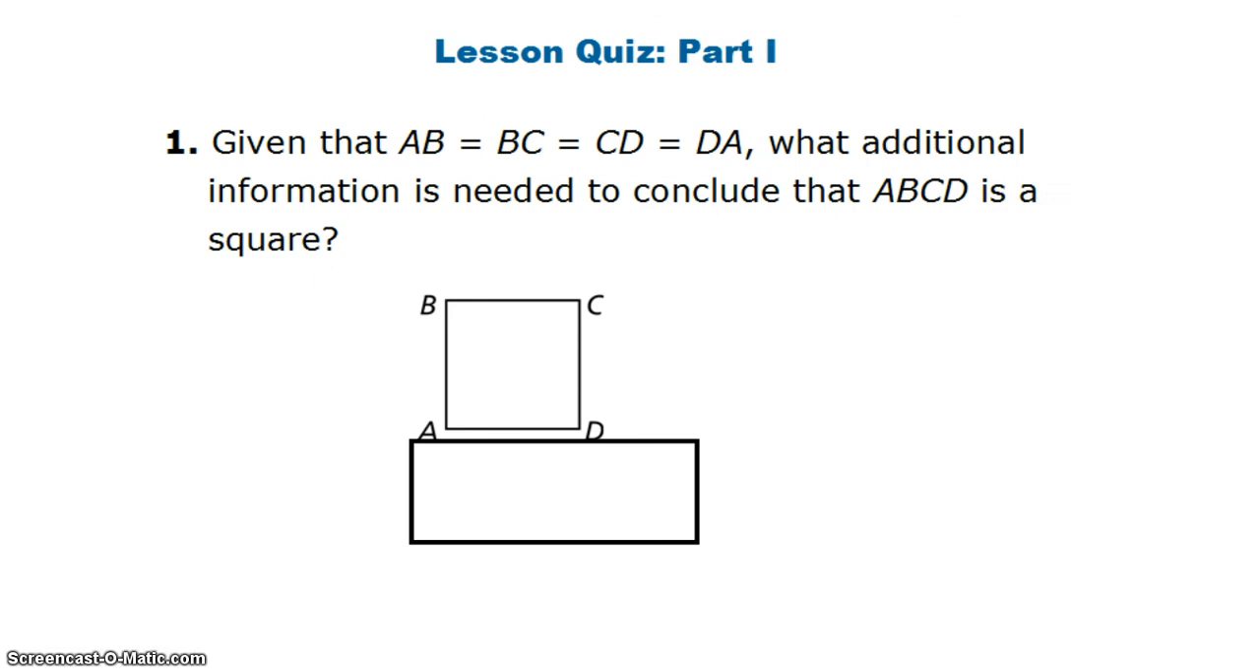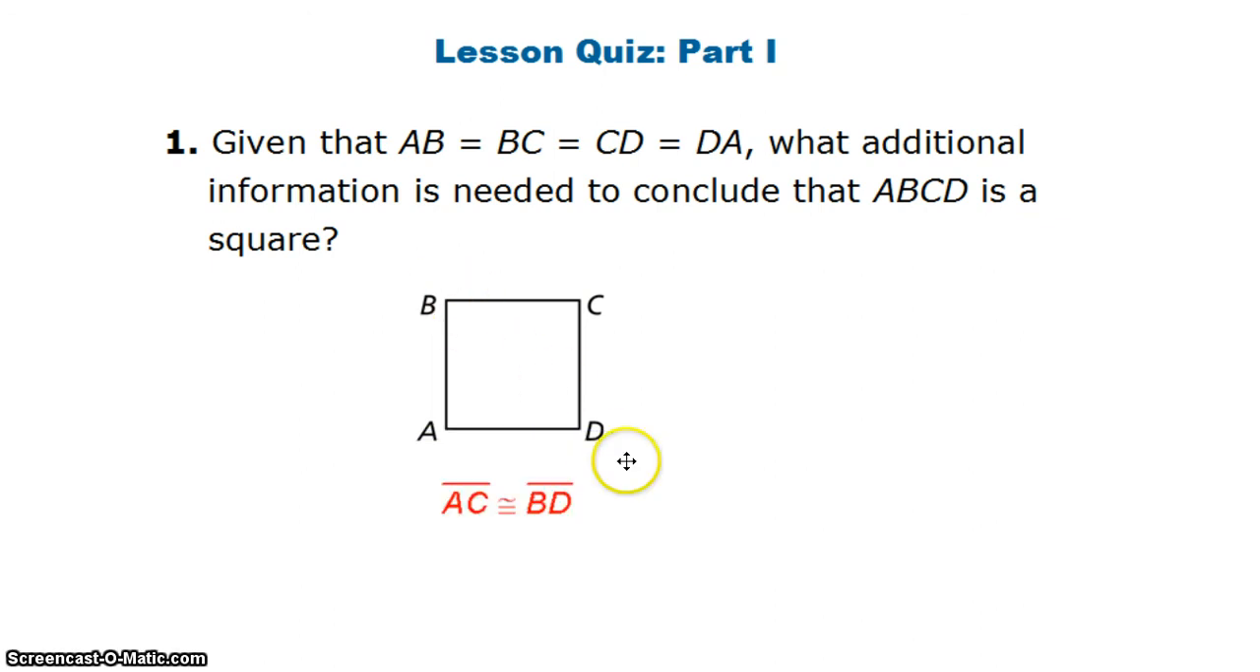See if you can answer this question in our lesson quiz. Pause, come back and check it out. Okay, we know that these segments are equal in length. What other information is needed to conclude that this is a square? Well, if we could find that AC is equal to the other diagonal BD, then we would know that this is a square. So if segment AC is congruent to BD, we would know.